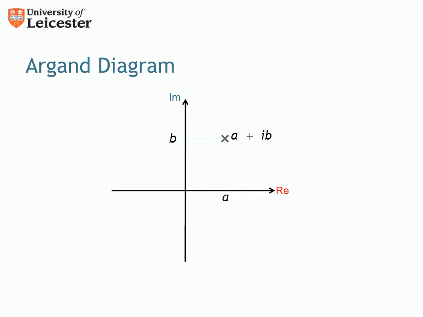We can also represent complex numbers geometrically on an Argand diagram. The x-axis represents the value of the real part of the complex number, and the y-axis represents the imaginary part. These prove useful when finding the roots of unity.